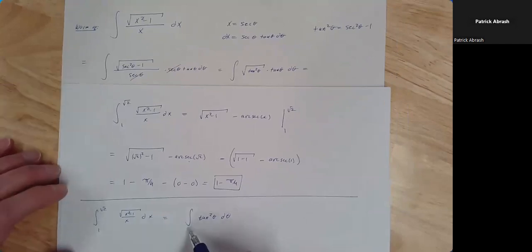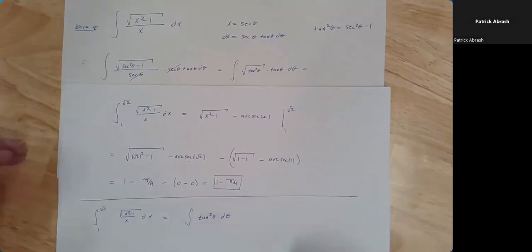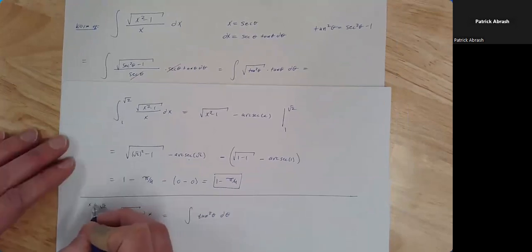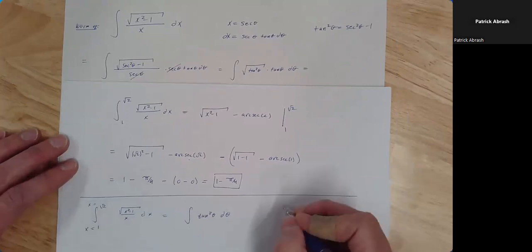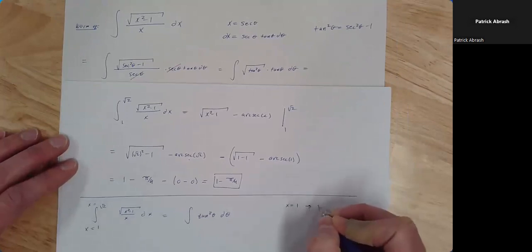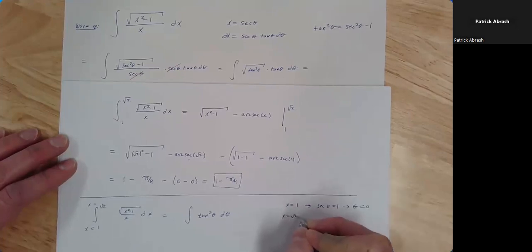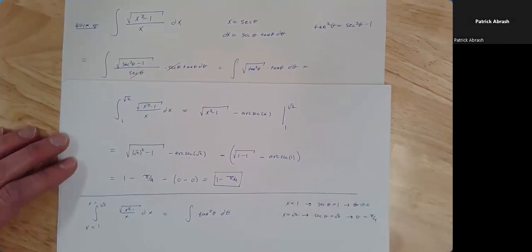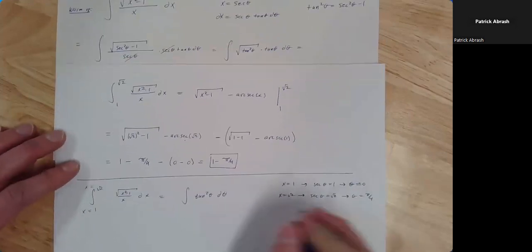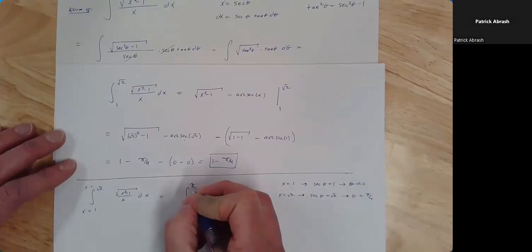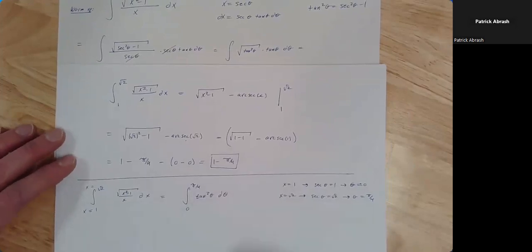And our limits of integration, we could change them. So this is an x value, but it's kind of like the reverse of a u substitution. So if you change limits of integration, you have to say, okay, x equals 1, so secant of theta equals 1, so theta equals 0. And x equals root 2, so secant of theta equals root 2, so theta equals pi over 4. Which feels backwards to me, but it works. And then you can plug in your limits of integration to be from 0 to pi over 4. And then you can finish the problem this way.